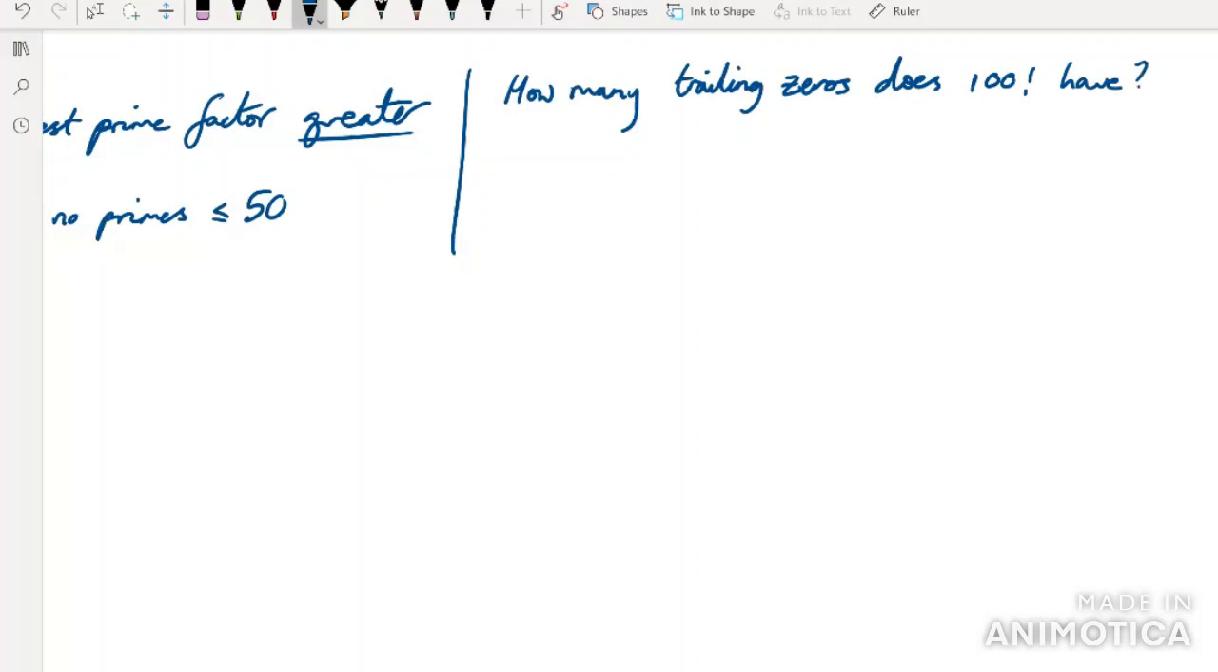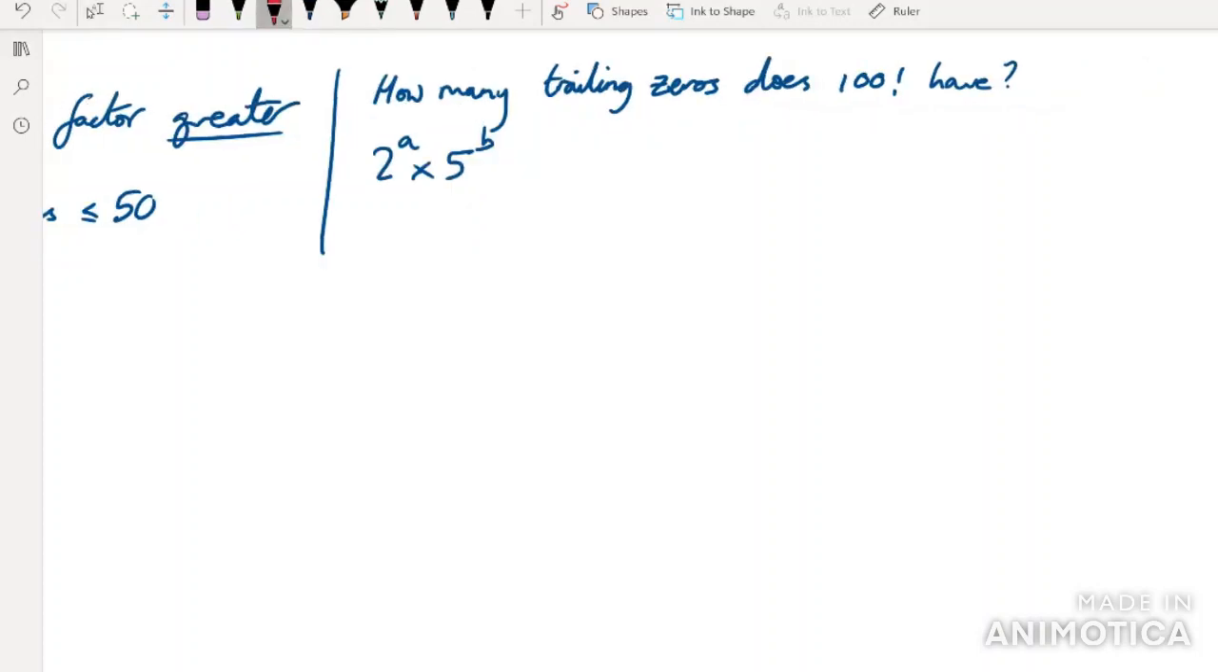Well, how do you get a trailing zero? You need 100 factorial to have a 2 and a 5 in its prime factorization, because that's how you get a trailing zero, 10, obviously. And so in the prime factorization of 100 factorial, we'll have some amount of 2s and some amount of 5s. Now, given the method I'm about to show you, it should be intuitive that there are going to be more 2s than 5s. So we're going to be limited by the number of 5s we have. And so the important question is, how do we identify how many 5s there are in 100 factorial?